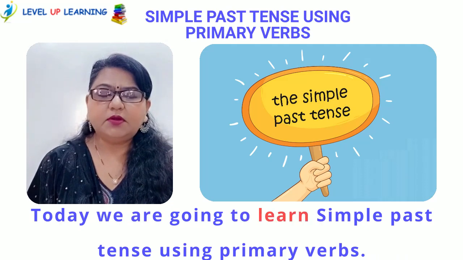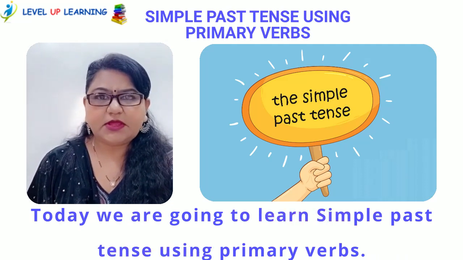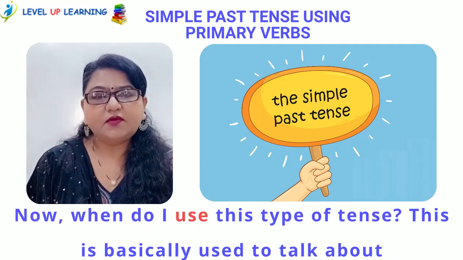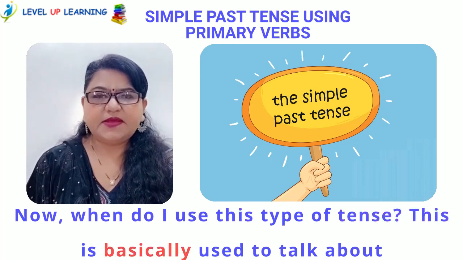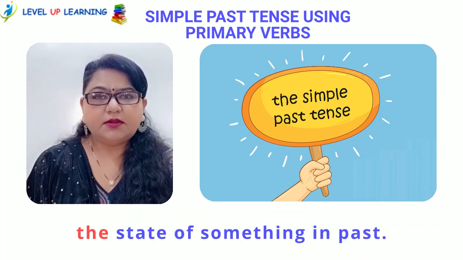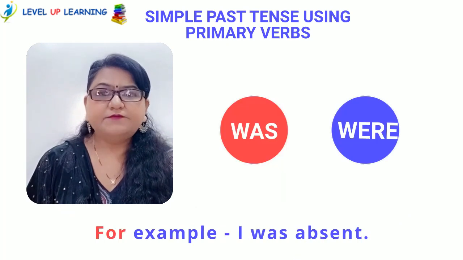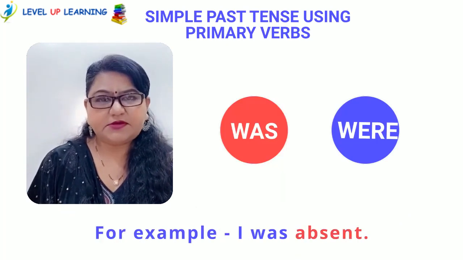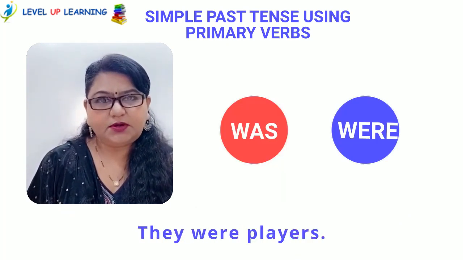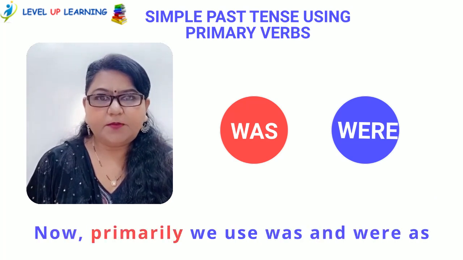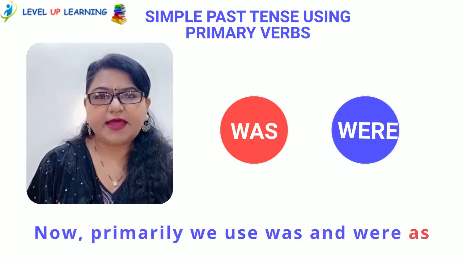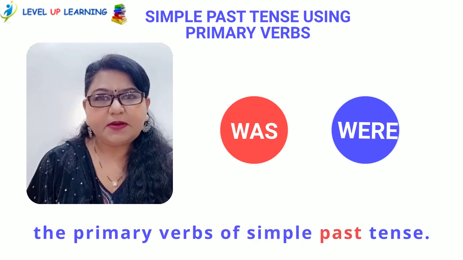Today we are going to learn simple past tense using primary verbs. Now when do I use this type of tense? This is basically used to talk about the state of something in past. For example, I was absent, he was a student, they were players. Now primarily we use was and were as the primary verbs of simple past tense.